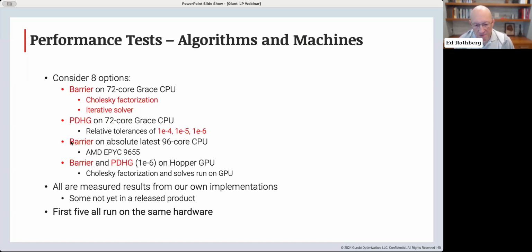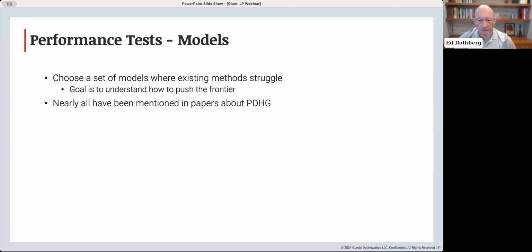And then we're going to switch machines. We're going to run barrier on the absolute latest, greatest 96-core CPU. And then we're going to run barrier and PDHG on the GPU. And as I mentioned earlier, these are all our own implementations run on machines where we actually did the runs. So these are all measured results with actual code.